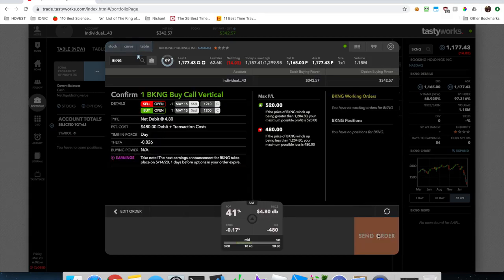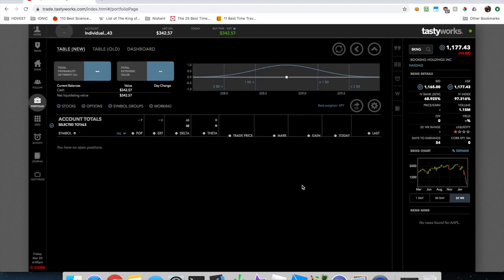Review and send, and that brings you to the summary screen, which shows you the structure of the trade, the net debit, and also shows you another summary here. Maximum profit you can make 520, loss 480. So once you have that, click send order, and you're good to go. So yeah, that's it. That's how you put on a trade, and that's how you deal with the alerts that I sent you.